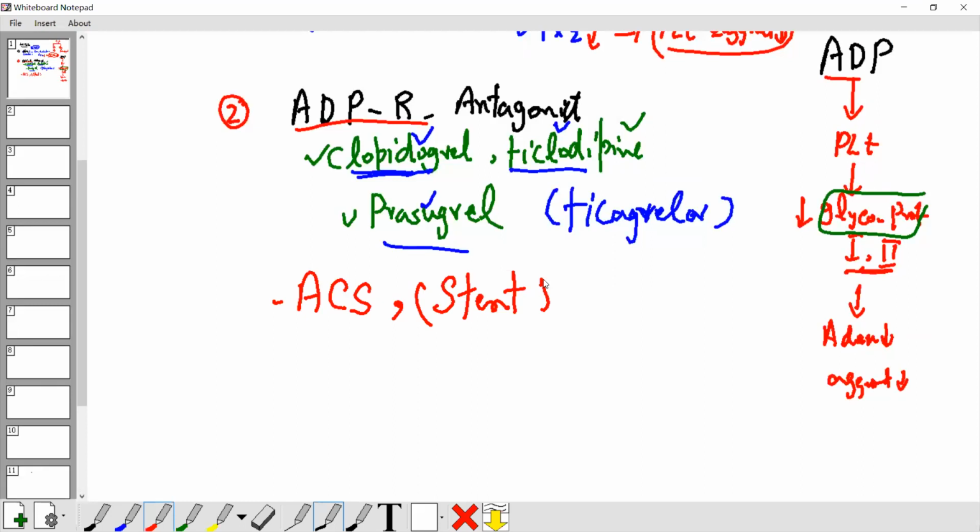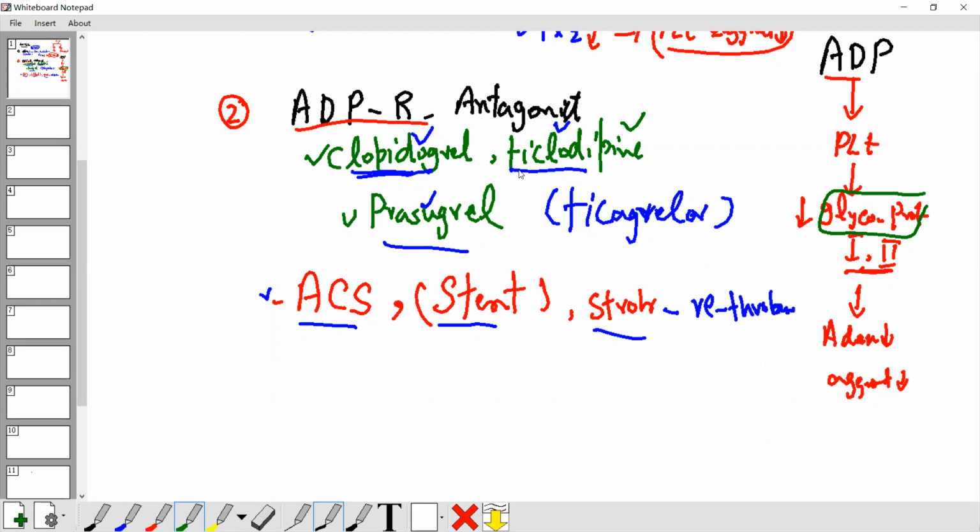Clear? The stroke patient. If one time the patient has a stroke, thank God the patient is still alive. In a stroke patient, rethrombosis can happen again. So to prevent rethrombosis in ACS, in stenting, and in stroke, next time, to prevent clot formation, we use antiplatelets. Understand? We use antiplatelets in acute coronary syndrome, stenting, and stroke. Is this clear or not? Okay.